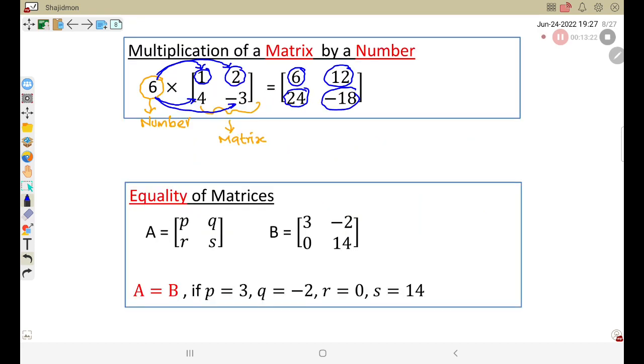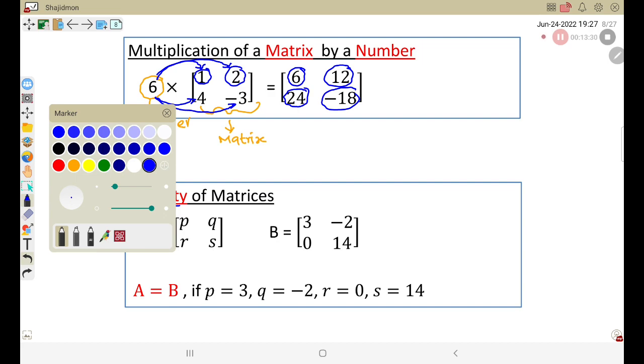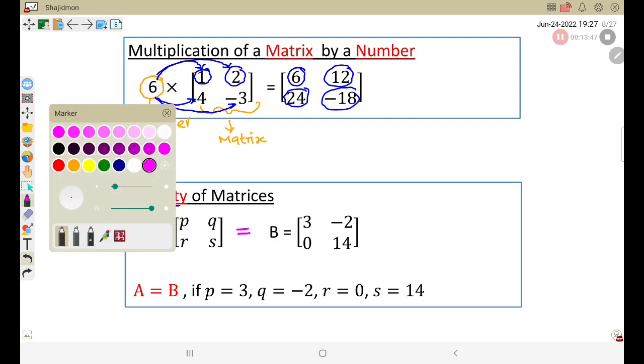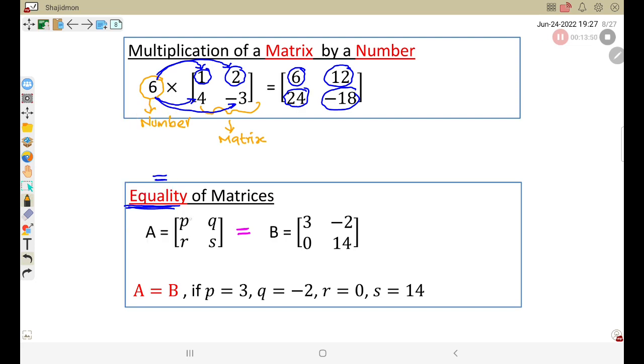Before that, we will discuss the meaning of equality of matrices. Equality means the equal to sign. What is the meaning of two matrices being equal? For example, you have a matrix A equal to P, Q, R, S, a 2 by 2 matrix, and B equal to the matrix 3, minus 2, 0, 14. When we say this matrix equals this matrix, A and B are the same. Meaning the first number should be the same as the first number. That means A equal to B, these two matrices are equal, means P should be equal to 3. First number should be the same.